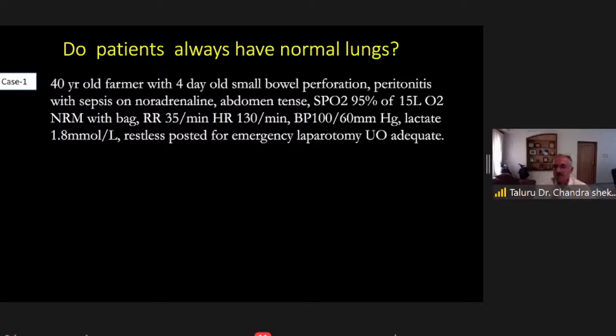How to look at this? If the patient is not anesthetized, look at mentation, urine output, and capillary refilling time. It is very easy to do at the bedside. Then if you have the ABG, you can look at the lactate and ScvO2. This is what tells you whether your oxygen delivery to the mitochondria is adequate or not.